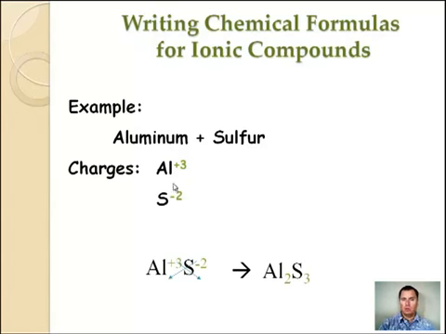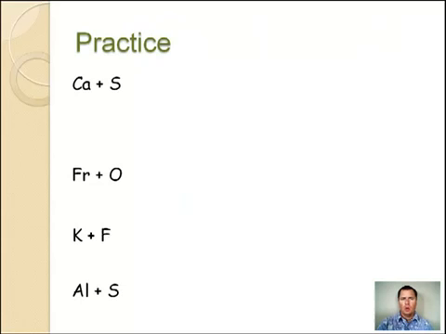We could check it. Okay, we know we got 2 aluminums here. They're +3 each. So that's 6. We got 3 sulfurs. 2 times 3 is -6. So +6 plus -6 is 0. Really simple. Here's what I'd like you to do. Write these down. Pause them. Go ahead and solve these on your own. Give me the chemical formula for each of these and come back and check your work.